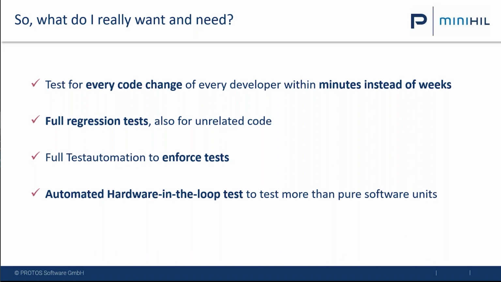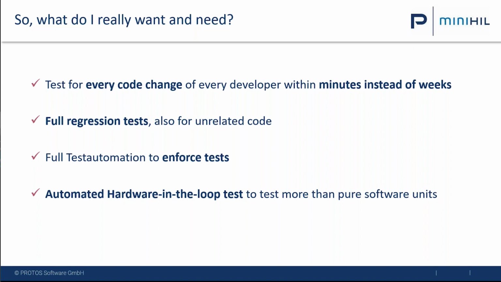So what do we really want and need? We want a test for every code change of every developer within minutes instead of weeks or even months. In the case of a system test, this usually is a typical rate, every month or every two months a system test. But that does not help the developer. So we need a very fast test.